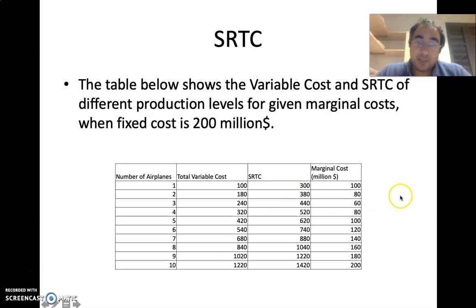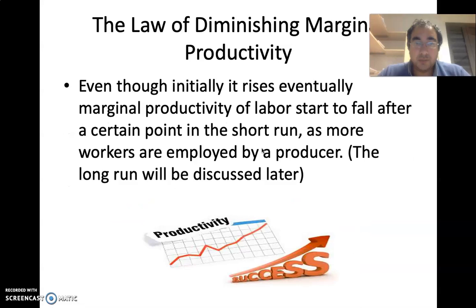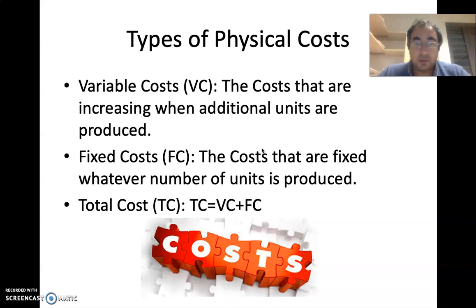So in the end, short-run average total cost is the sum of average variable cost plus, as you see here, the average fixed cost. Total cost is equal to variable cost plus fixed cost. When you divide the total cost by quantity, it is like you add up variable cost divided by quantity and fixed cost divided by quantity. So the difference between short-run average total cost and average variable cost is the average fixed cost for any quantity.